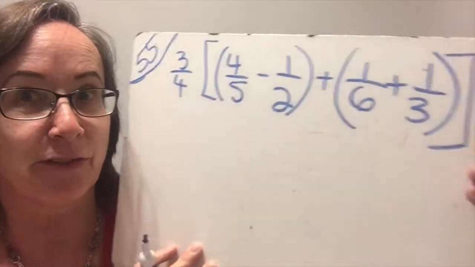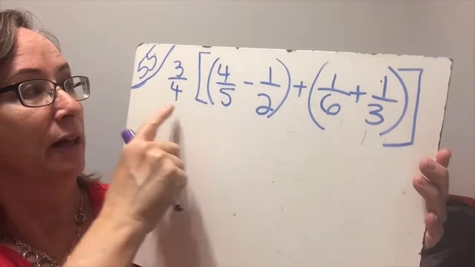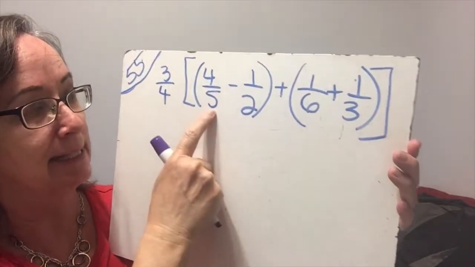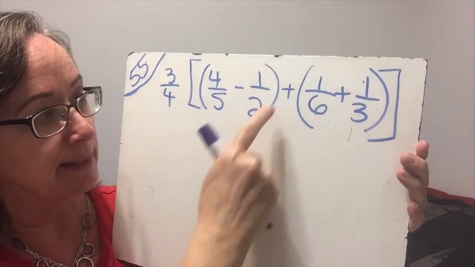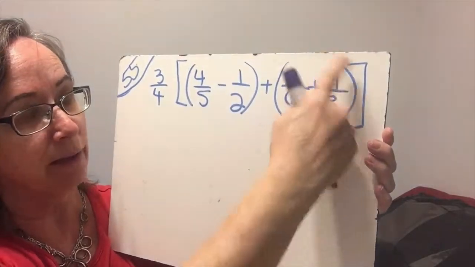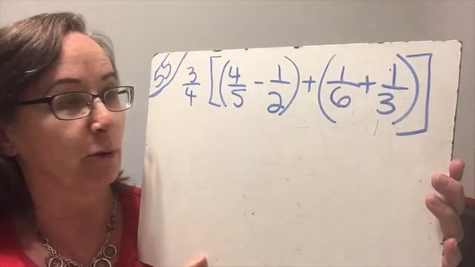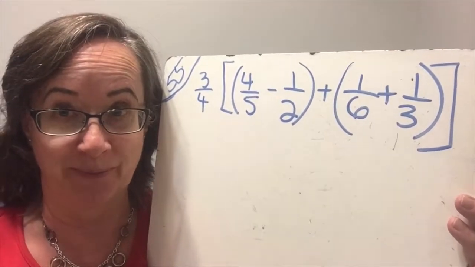Okay, here is your first practice problem on the board. So you want to copy it down. 3/4 bracket, big bracket, and inside the bracket is 4/5 minus 1/2 in a parenthesis plus parenthesis 1/6 plus 1/3 parenthesis, and all of that is in the big bracket. So copy that down and then pause your video.